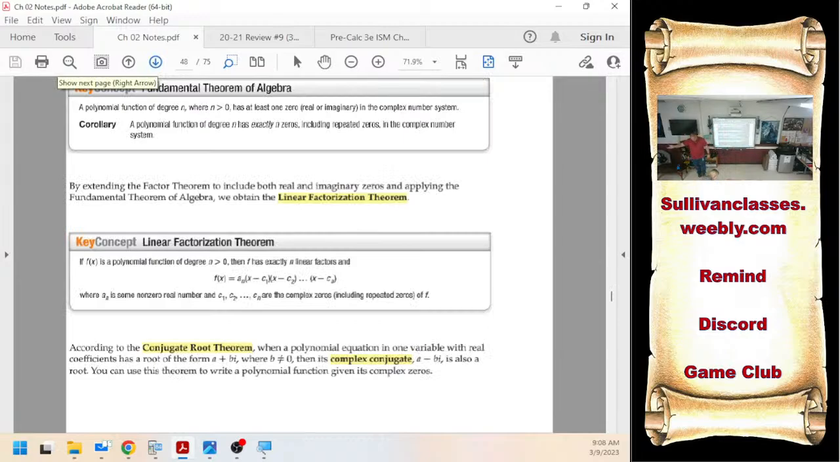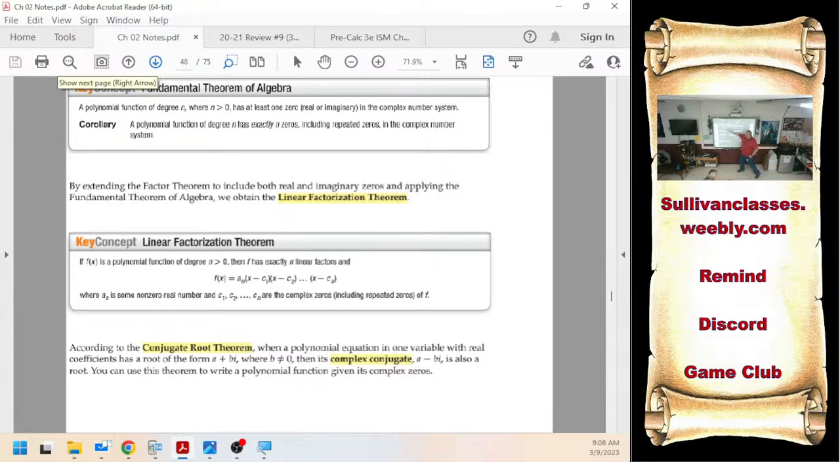Fundamental theorem of algebra, mentioned it a couple of times. It says if I got a degree n polynomial, I got n zeros. They might be rational, they might be irrational. They might be real, they might be imaginary. But there's n of them. So I can find them all.